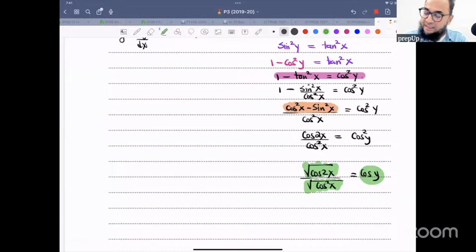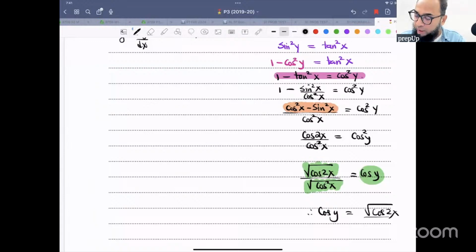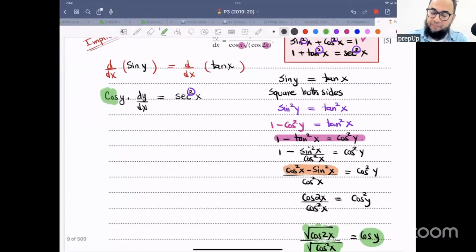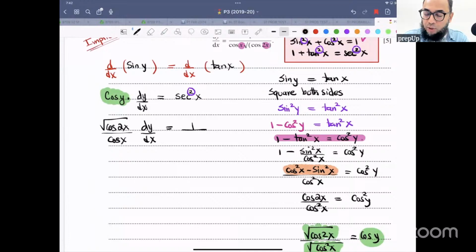This can be further simplified. Therefore, cosine y is equal to square root of cosine 2x over cosine x. And now this green thing is substituted, and this is square root of cosine 2x over cosine x. dy by dx is sec square x. And sec square x can be written as 1 over cos square x. So I have written sec square x as 1 over cos square x.